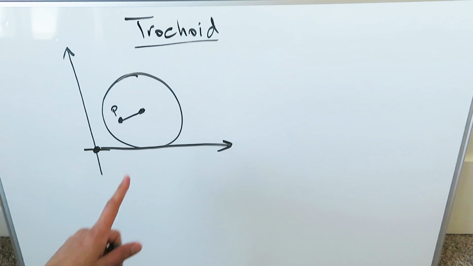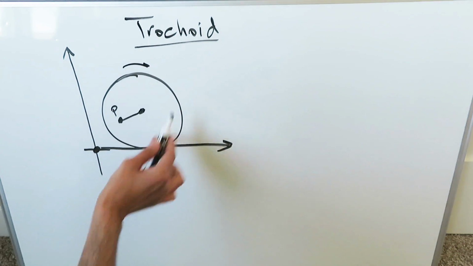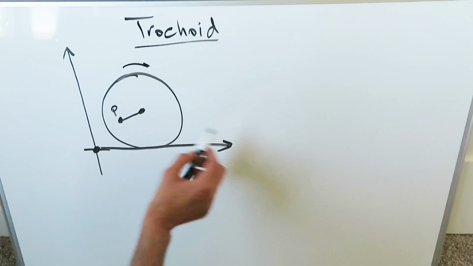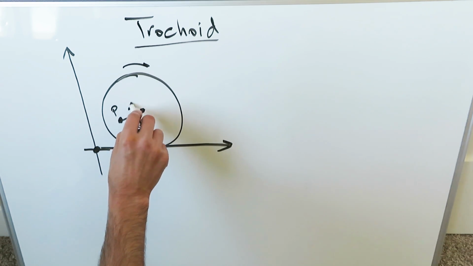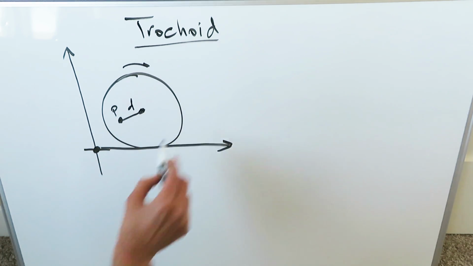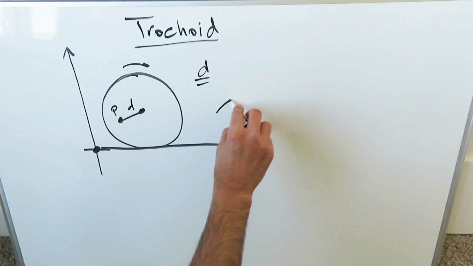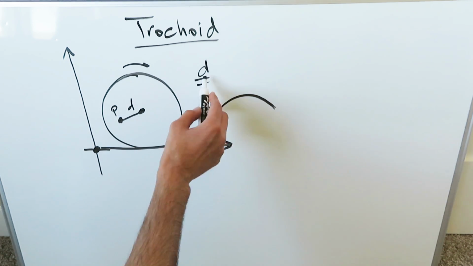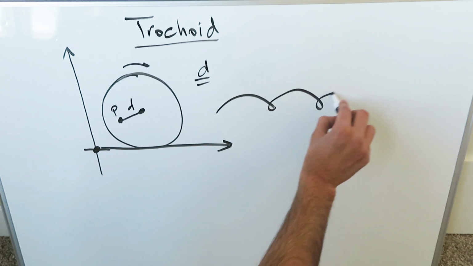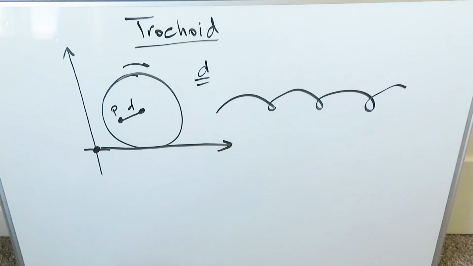You have a center of a circle. If this circle were to roll along a straight line, being the x-axis, this point P, which is a certain d units away from the center, would trace a curve, and the curve can, depending on the dimension of d, look something like this. It could vary in terms of appearance and form, but the general appearance of the trochoid would be something like that.